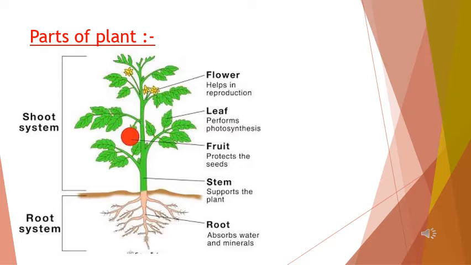In order to understand about plant reproduction, we first need to understand the parts of the plant. The parts of the plant are very simple. The part that we see above the ground is called the shoot system, and the part that we see below the ground is called the root system. The shoot system includes flower, leaf, fruit, and stem, while the root system has the roots.